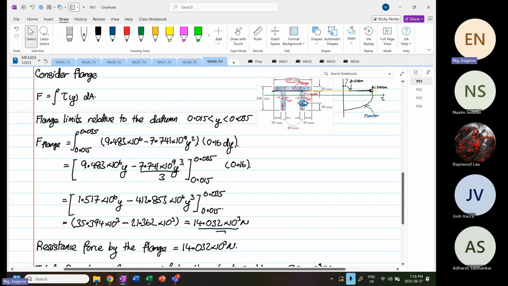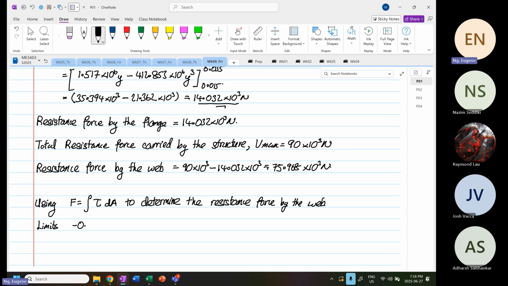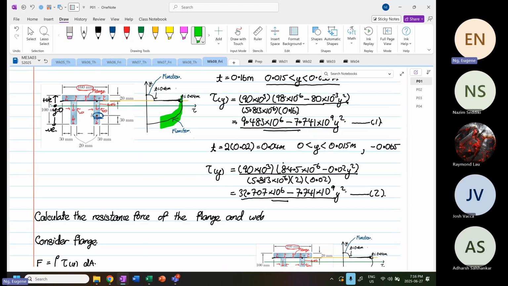So when that's the case, we know that the limits now change from minus 0.065 to 0.015, because the thickness is equal to twice 0.02 meters, which is equal to 0.04. If you look at the curve, which I'm going to highlight in green, we're going to take the function over here and integrate with respect to the limits.